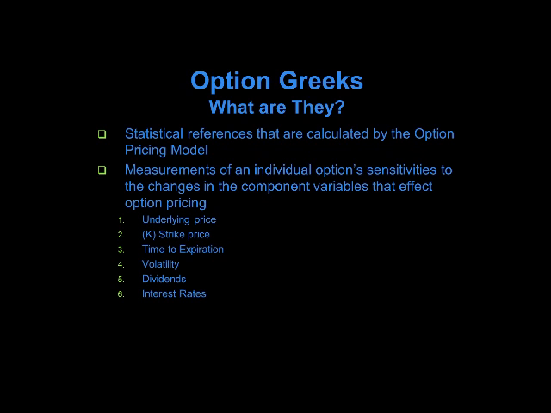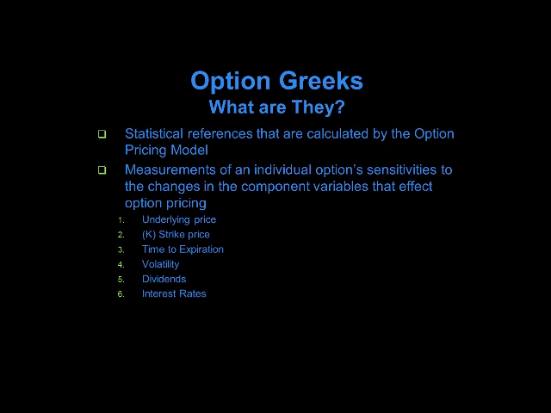Now, what goes into calculating an option premium? Well, you've got the underlying price, of course, and then you've got the strike price. You need to know that. Time to expiration, volatility, dividends, and interest rates. Now, out of all 6 of these, there's 5 of them that you know right up front. I mean, they are what they are.